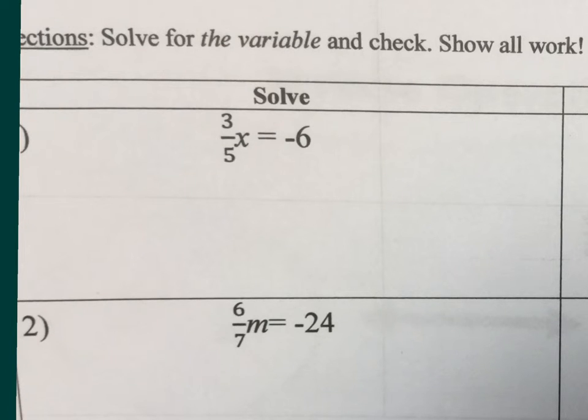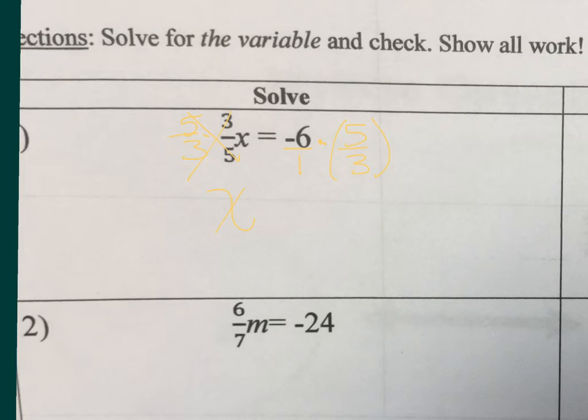Okay, 3/5 times x equals -6. Well, I'm going to times by 5/3 on this side because I need to divide by 3/5, and that's the same thing as multiplying by 5/3, or multiplying by the reciprocal. That gets x by itself. What I do to one side, I do to the other. So I put -6 over 1, and I times by 5/3.